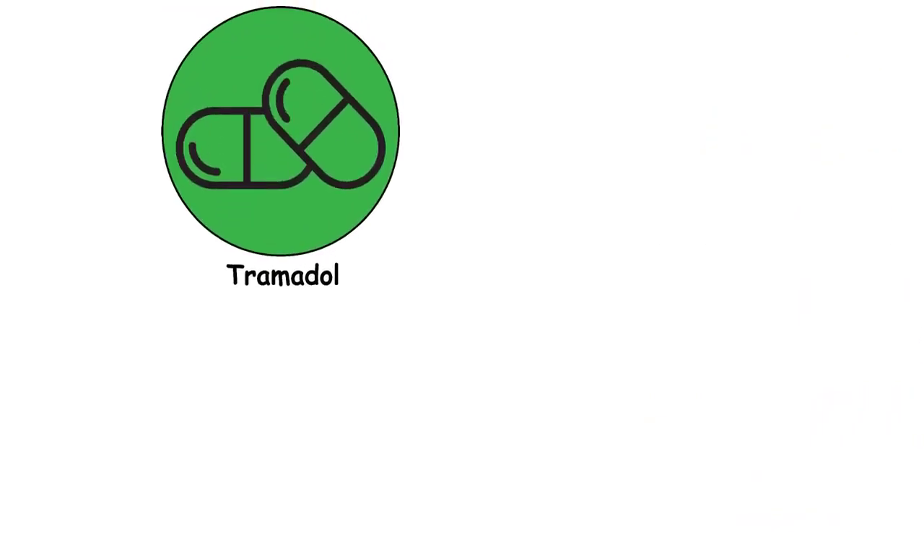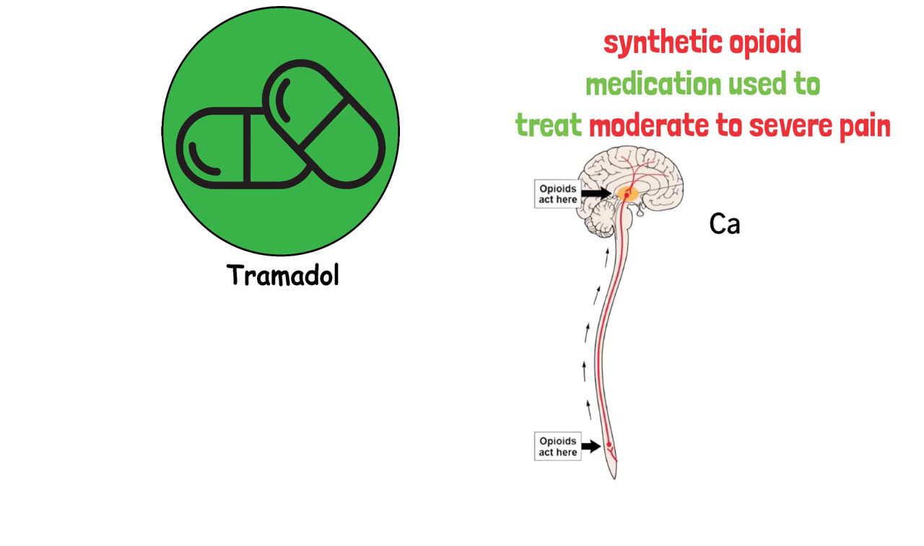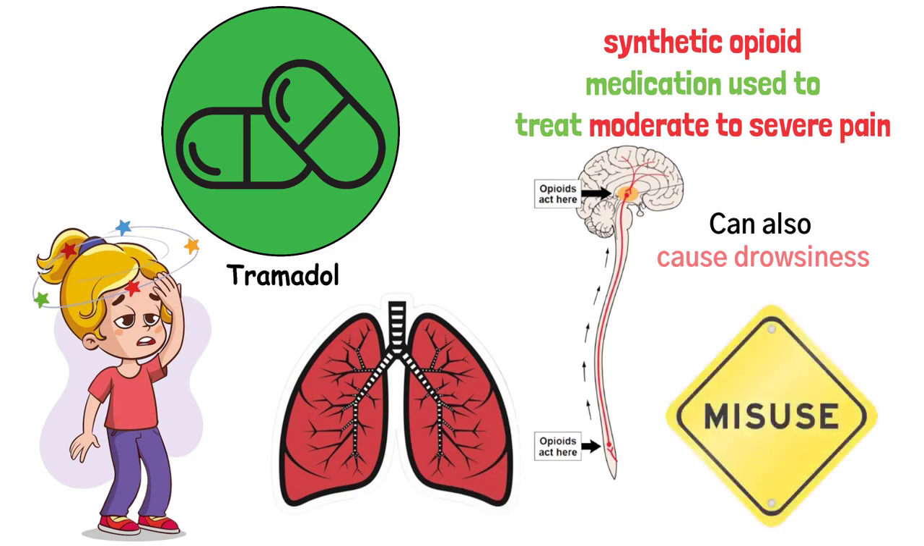Tramadol. Tramadol is a synthetic opioid medication used to treat moderate to severe pain. It works by binding to opioid receptors in the brain to relieve pain, but can also cause drowsiness, dizziness, and respiratory depression, especially when misused.